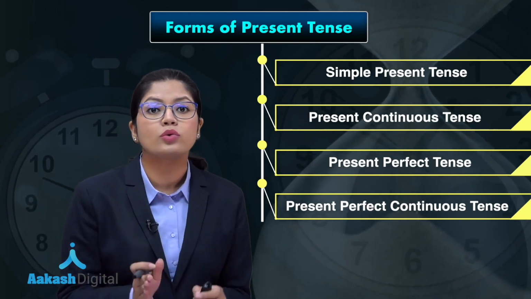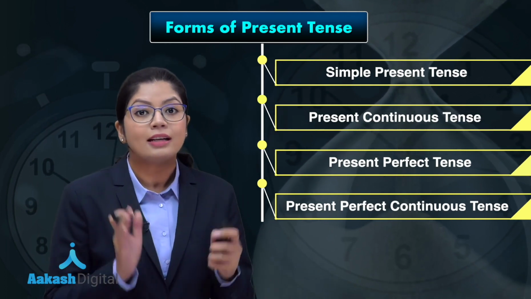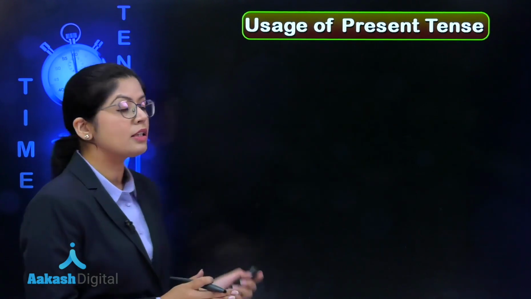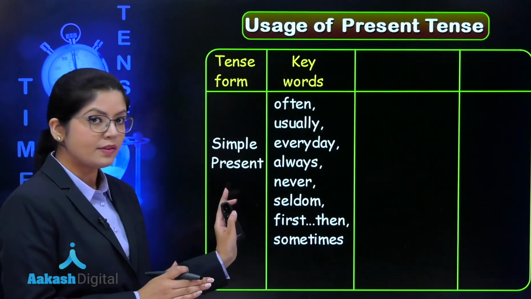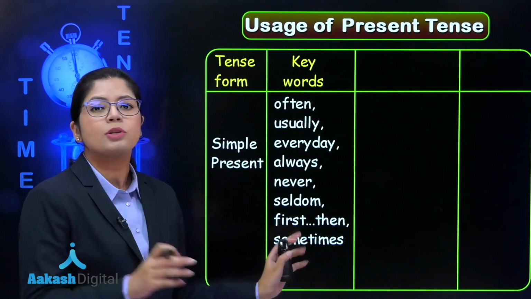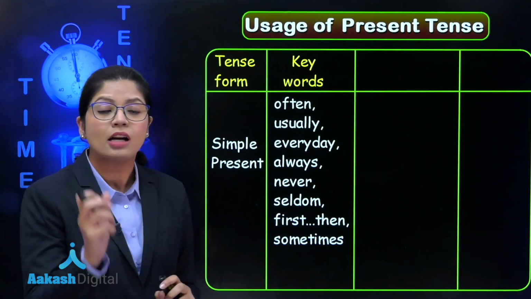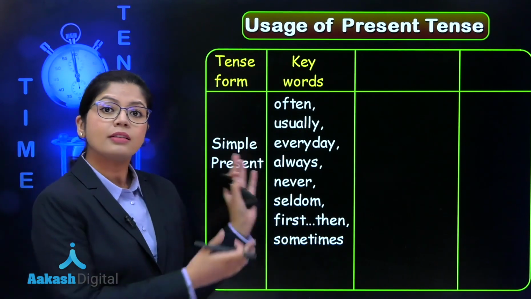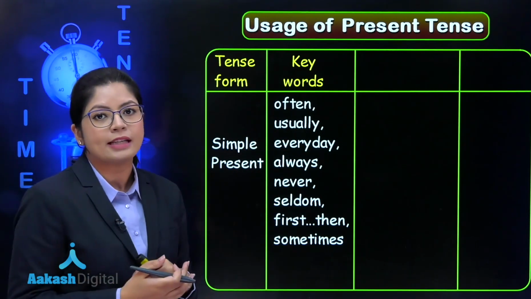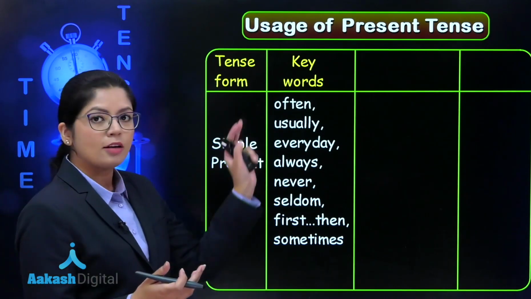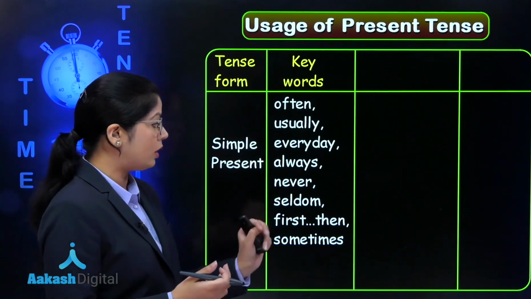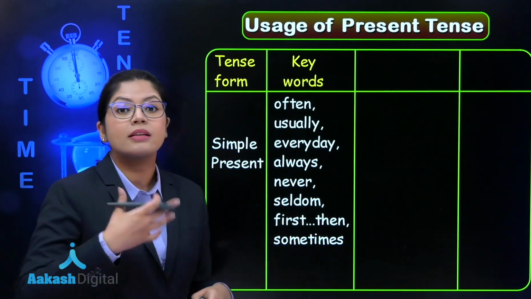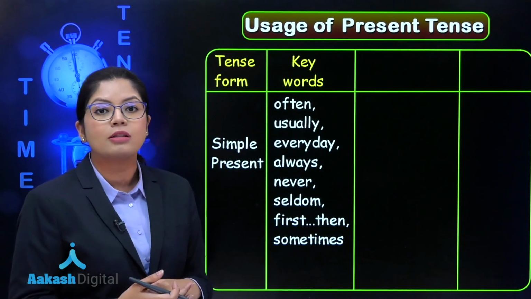How do we use simple present tense in our language? Now, the first thing you have to remember is in usage of present tense, I'm going to talk about simple present, and these are the keywords which will give you a little hint, a little clue in your sentence that can help you identify that the sentence belongs to a simple present category. For example, whenever you see often, usually, every day, always, never, seldom, first, then, sometimes, you notice there is a frequency of an action that is being talked about.